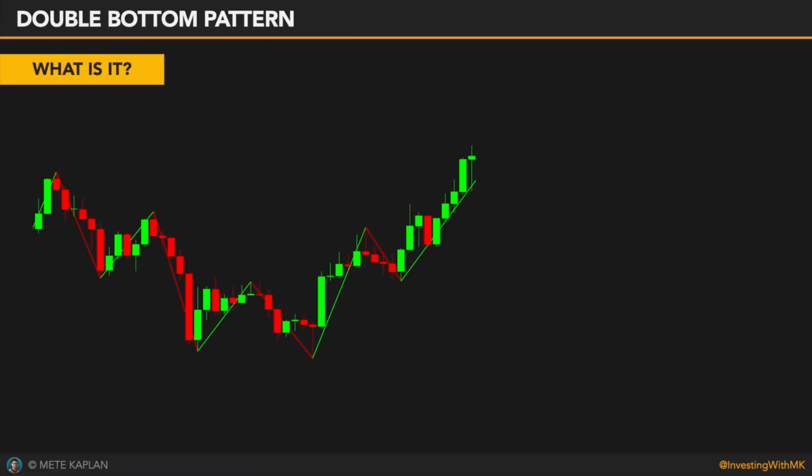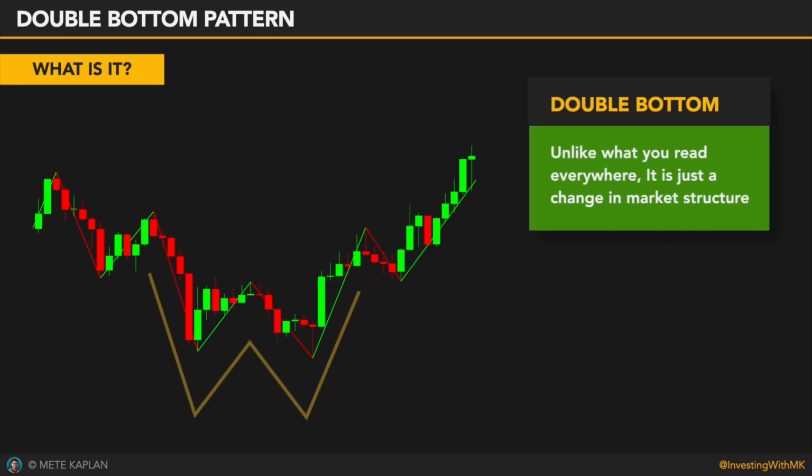Okay. What's actually a double bottom pattern? Well, unlike what you read everywhere, it's just a change in market structure. A shift from a downtrend to an uptrend, a beginning of possible higher lows and higher highs. So, the double bottom pattern is born out of market structure change.